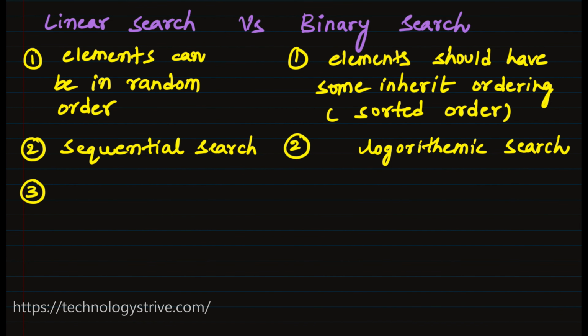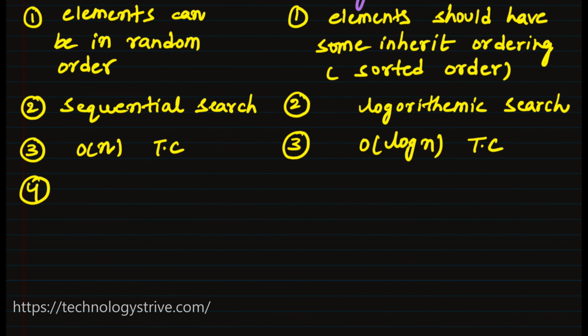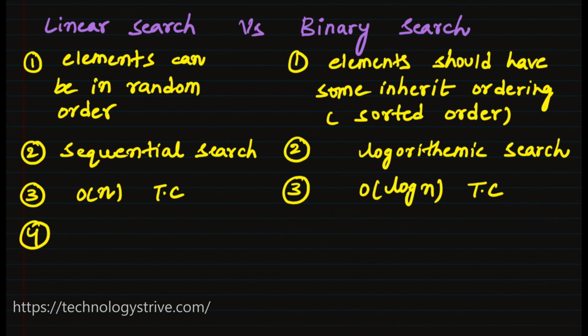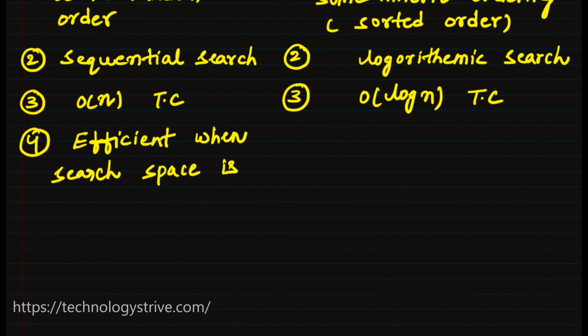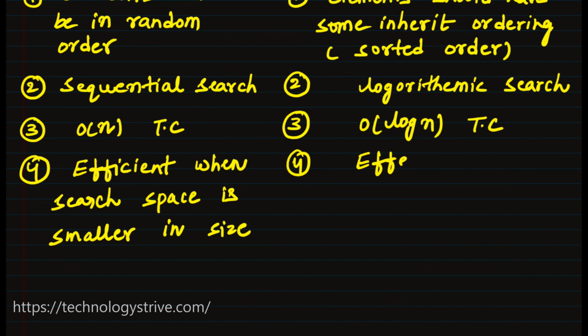We have already seen the time complexity. Worst case is order of n for linear search, and in case of binary search, order of log n. For linear search, for example, if you have a very small number of elements, then linear search is good to go. So this is efficient when the search space is smaller in size. Whereas binary search is efficient irrespective of size.